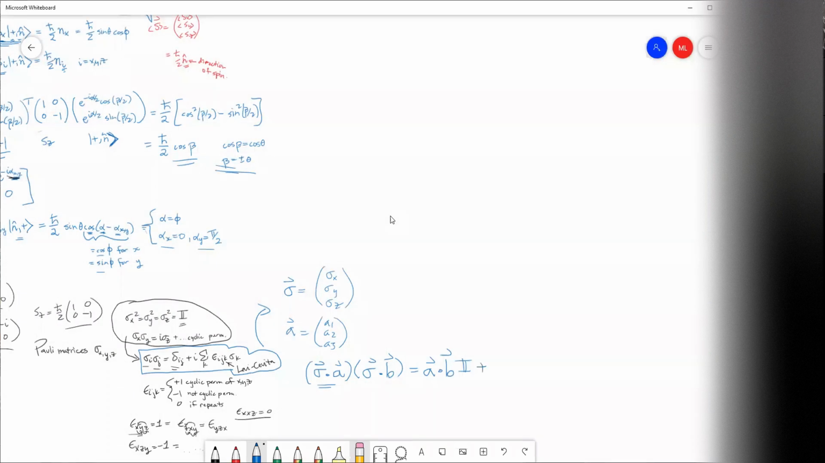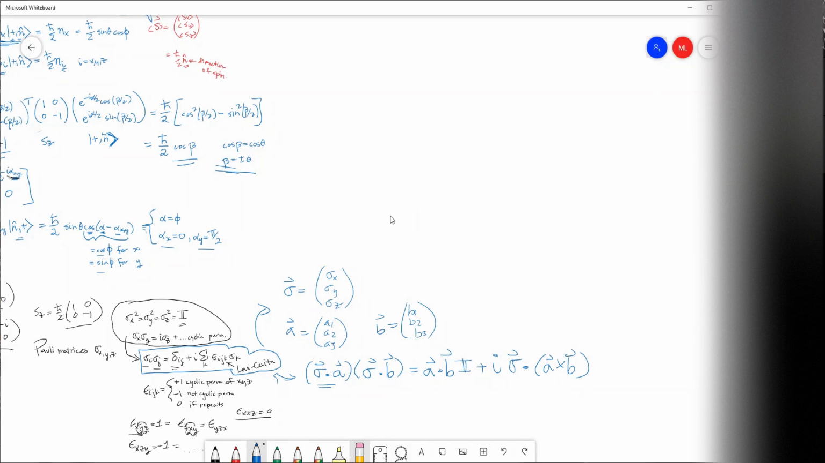plus i sigma vector dotted into A cross B. And again, B is just some vector of numbers. So this is nice, and this is related. You can show that these two things are the same thing, really, using the different components of the vectors. So that's another formula that's handy.